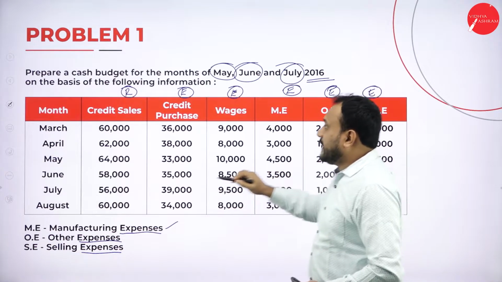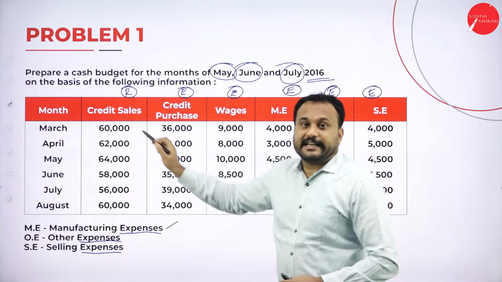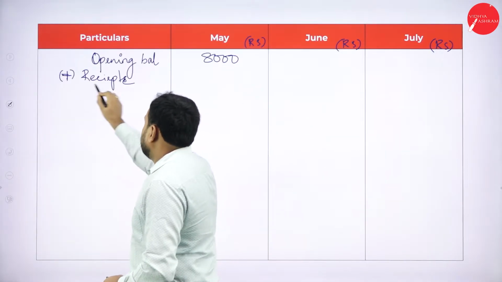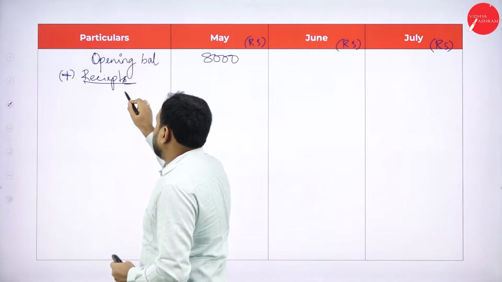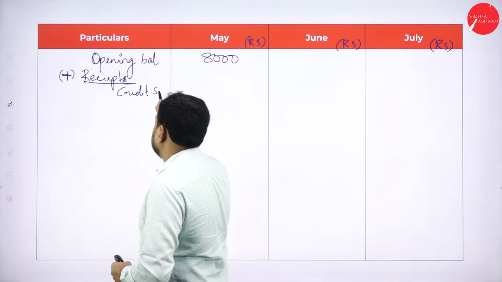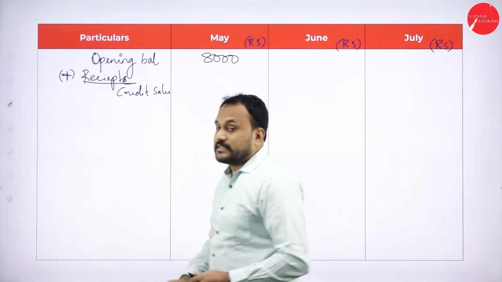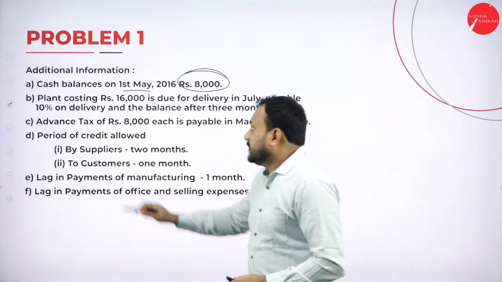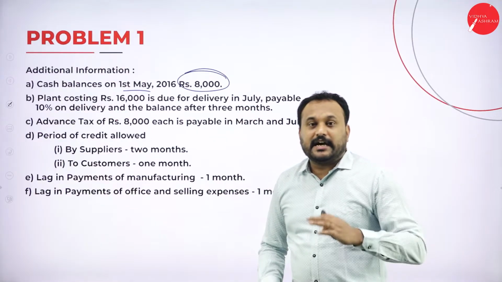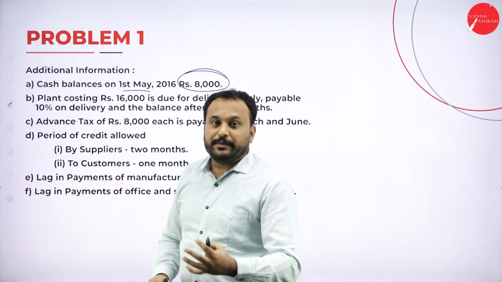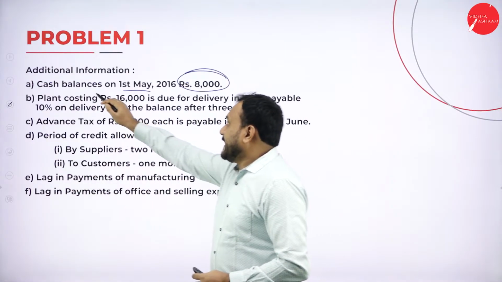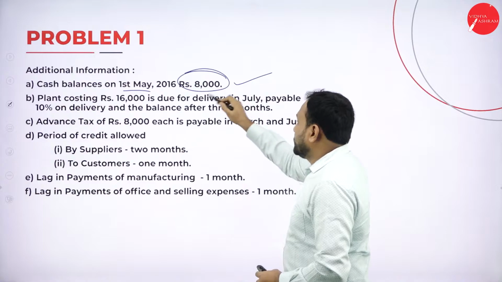So, what do we have as receipt? Only the credit sales. So, we'll write here that in the receipts we have only one entry, that is credit sales. Now let's go on. We need to check the adjustments or the information they have given on the basis of credit sales. Now the cash balance we are done, so we'll not take this anymore.